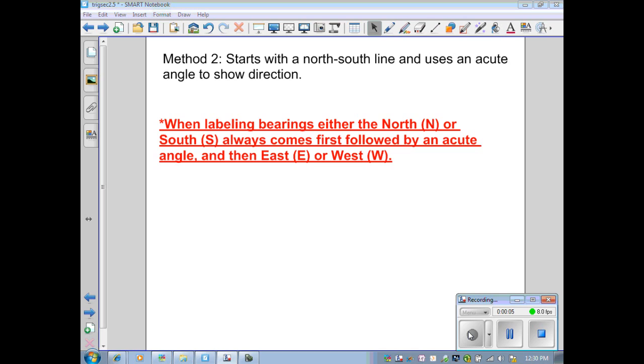This starts with a north-south line and uses an acute angle to show direction. And here's the key thing about doing this. When labeling bearings, either the north or the south, which means N or S, always comes first, followed by the acute angle, and then an east-west or E W to represent that direction.